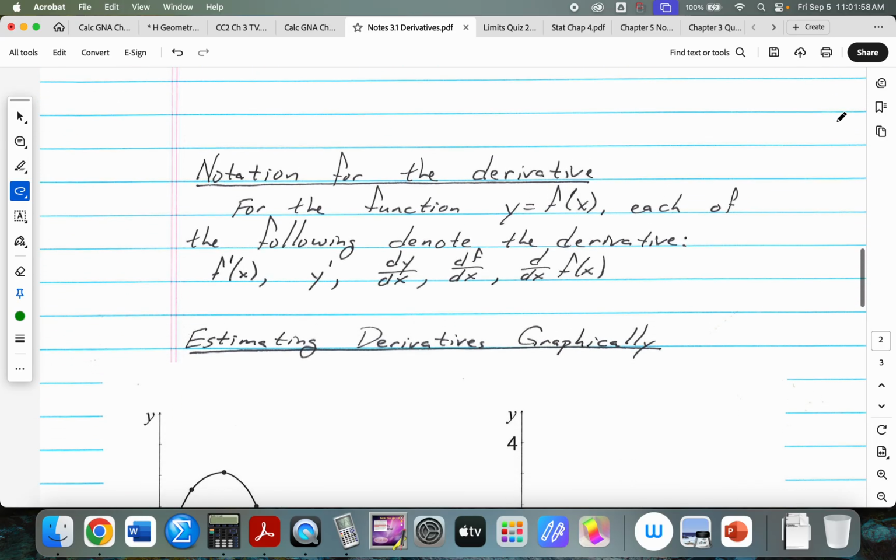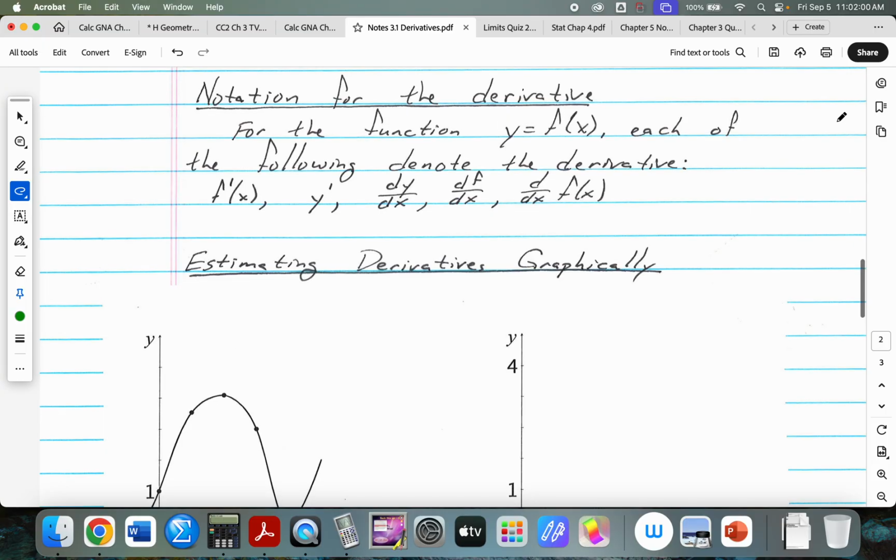All right, so notation for the derivative. For the function y equals f of x, each of the following denote the derivative. We've already talked about f prime. That's the way Newton wrote it. He also sometimes, since f of x was equal to y, would write it as y prime. Same thing. So these are all from Newton. You don't need to remember that, but that's what's going on.